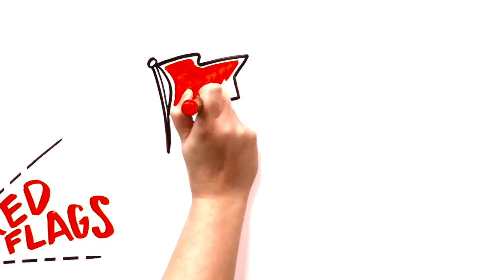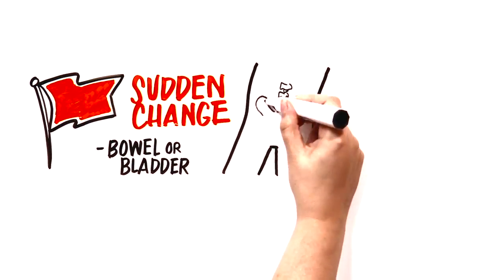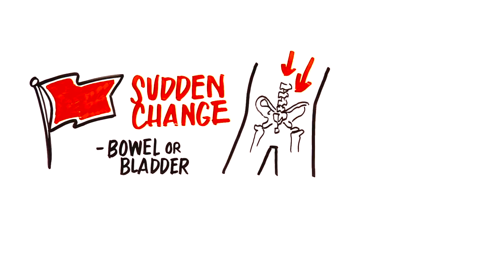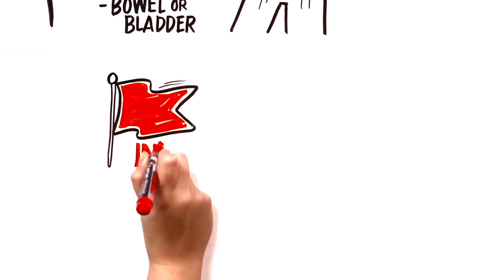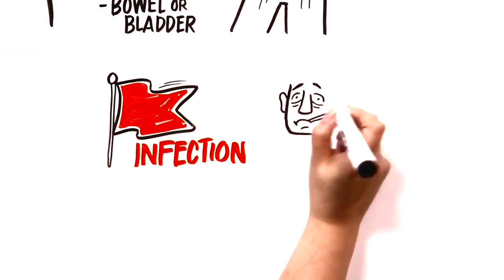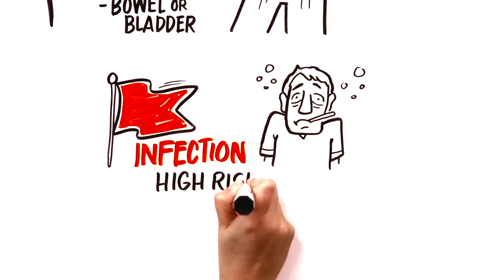The first red flag is a change in your bowel or bladder control or numbness in your groin or rectal area, which could mean that something is pressing on the spinal nerves in the area. The second red flag is infection, which could be described as a prolonged fever or any other issue that could cause your immune system to be weakened, leaving you vulnerable to other diseases.